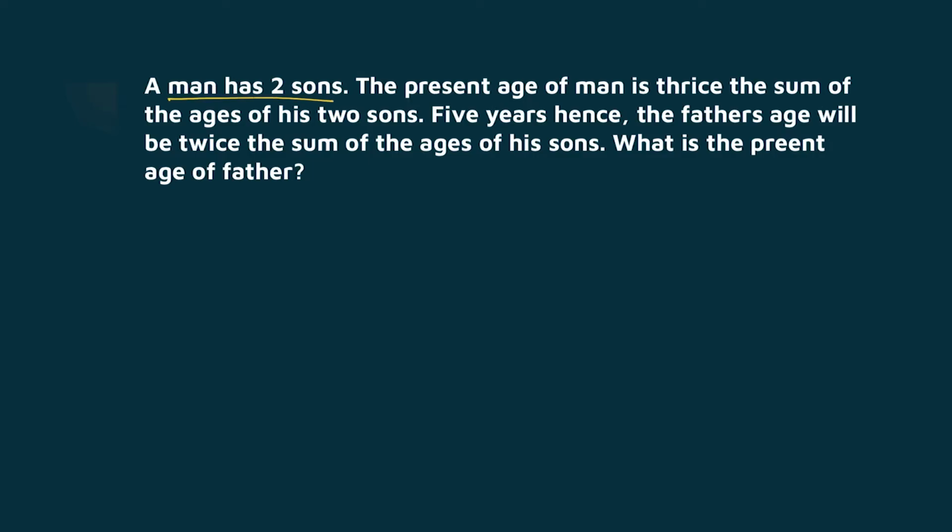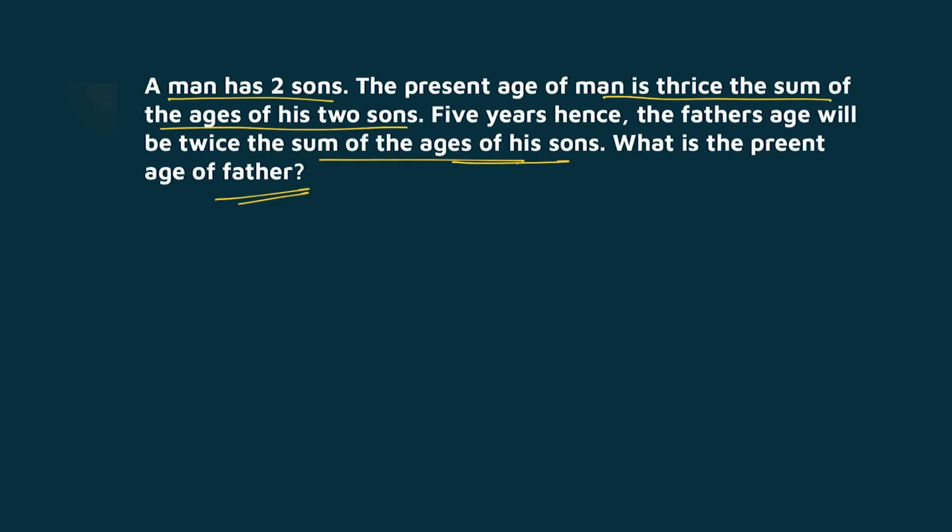A man has two sons and the present age of the man is thrice the sum of the ages of his two sons. In 5 years hence, the father's age will be twice the sum of the ages of his sons. What is the present age of the father? While solving simple sums in the previous class, I told you that we have to segregate these questions and form an equation so that it will be easy for us to solve and find the answer.